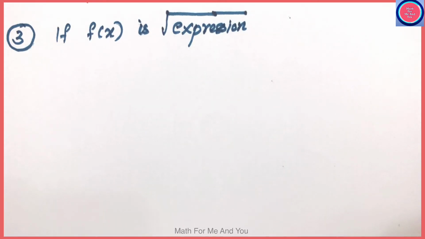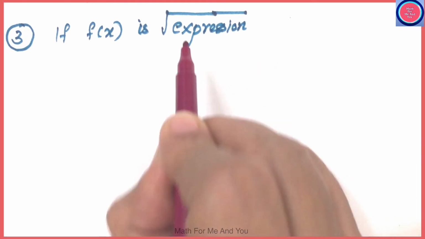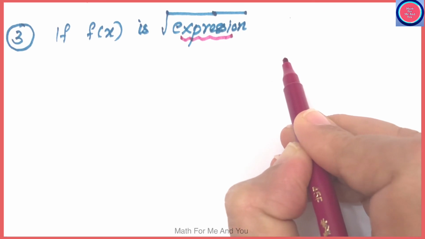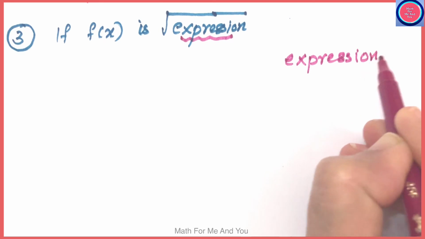Next type: if we get a function y equals f of x, where f of x is with a root, and under the root is an expression containing x. We have studied that if any expression comes under a root, then that expression must be greater than or equal to 0. It must be non-negative.